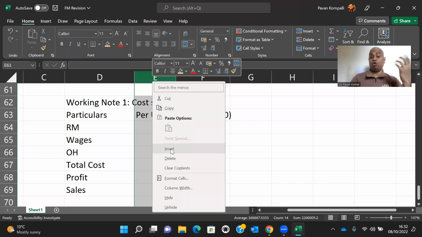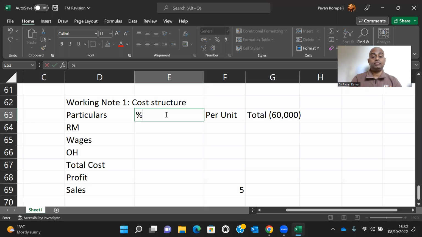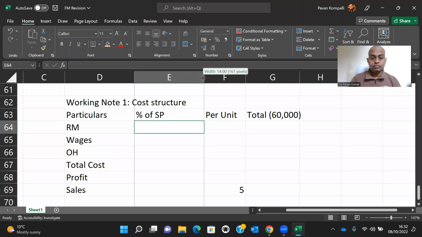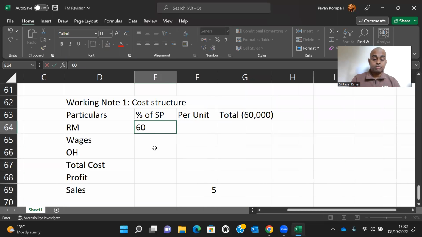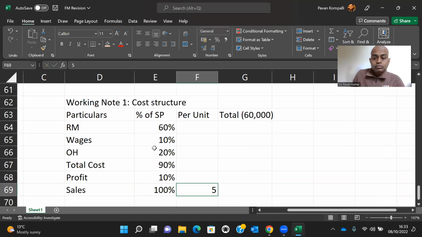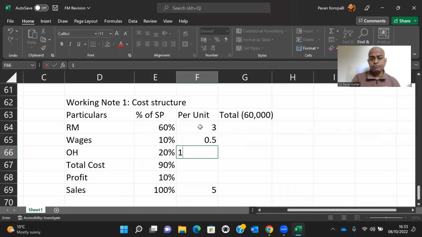Sir, I want to write more detailed. Okay, very good. Percentage of selling price. So write this as 60%, this as 10%, this as 20%, this as 90%, this as 10%, and this as 100%. Then write here 3 rupees, 0.5, 1. What is total cost? 4.5, and profit 0.5.